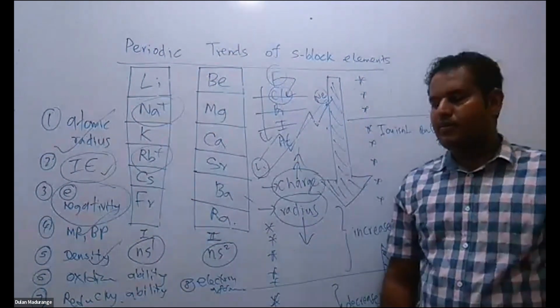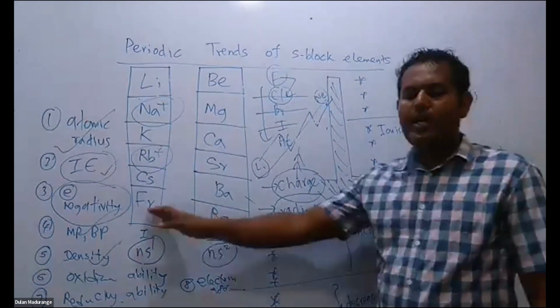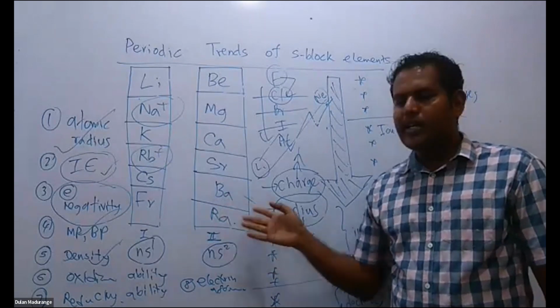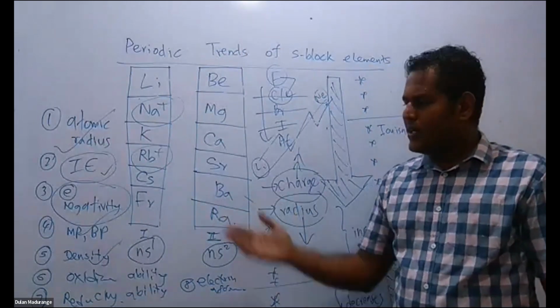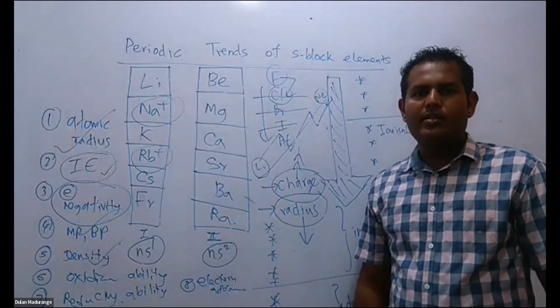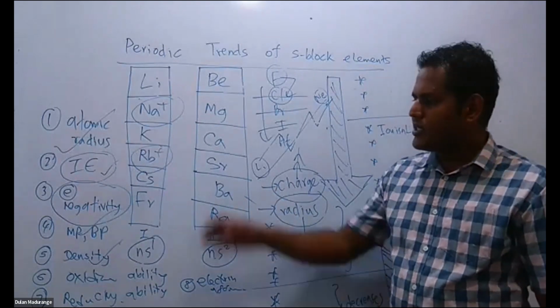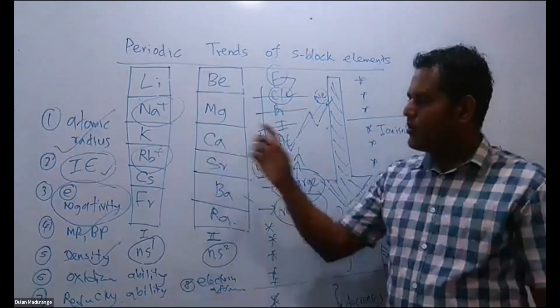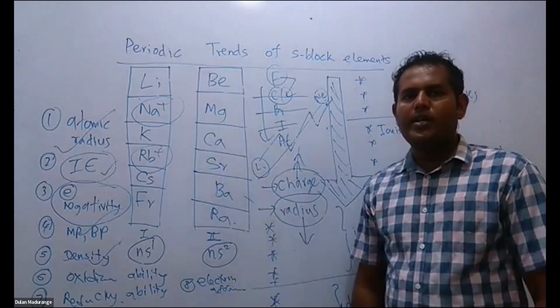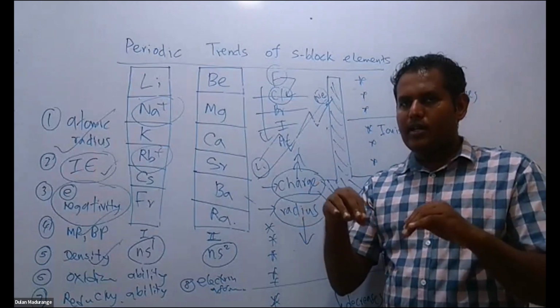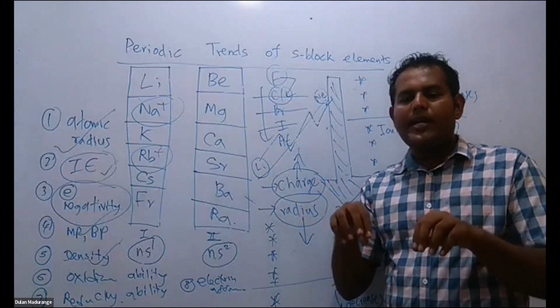Francium. Unfortunately, we are not discussing francium and radium because these are radioactive elements. Half-life is very low. We can't even see these elements. Naturally, they are not available. They are in a radioactive series. But cesium, barium, rubidium, strontium, these are available. But these elements are not available as separate elements. They are making compounds.